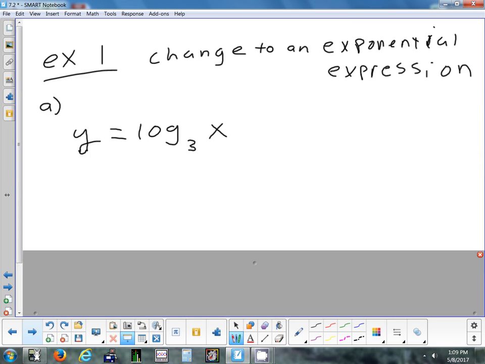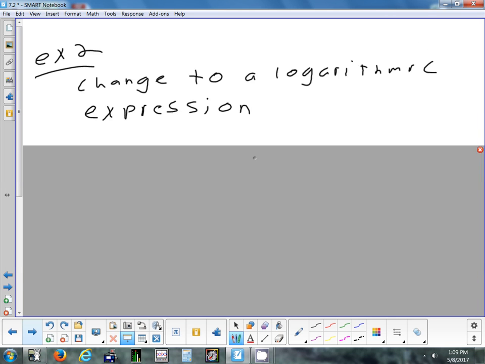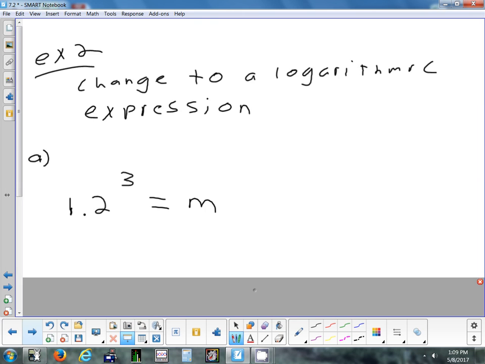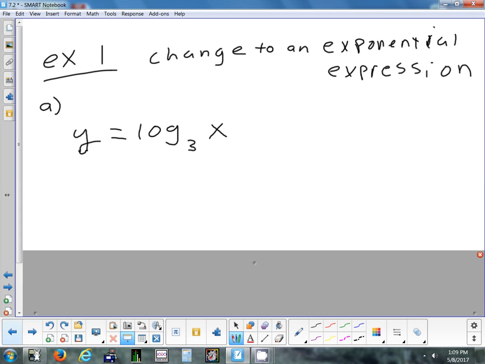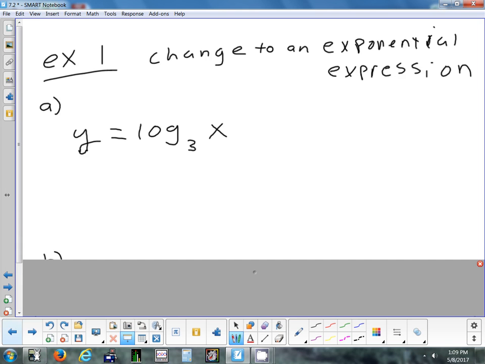Okay, even if there weren't directions here, and they said change it to the other format, how can you tell which one this is? How can you tell if that's a log or an exponential? It says log. If it says log, yeah, it's a log. If it says something like that, that's an exponential. It has an exponent. That one doesn't. Okay, so first thing I want to do is figure out my base. So Tom, what's my base here? 3. So when I rewrite it, 3 is going to be the base.